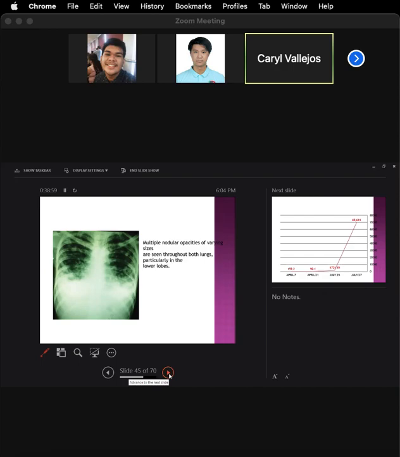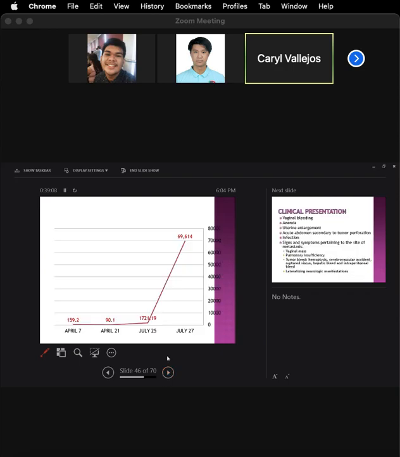And the beta hCG monitoring here is as follows. So there is an increasing beta hCG. From July 25, the beta hCG was 1,721, and after 2 weeks, it increased to 69,614.